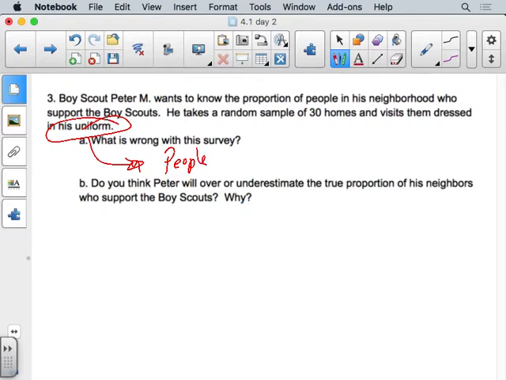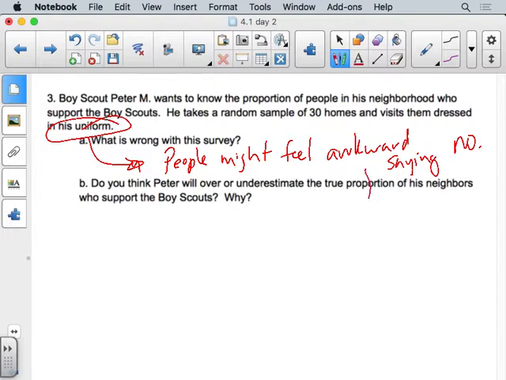So basically people might feel awkward saying no, right? This is actually what we just got into with the lying. This is the same thing. When they're not telling you what they actually feel, that would be response bias. They're not really giving an accurate answer for what they truly think. Response bias.